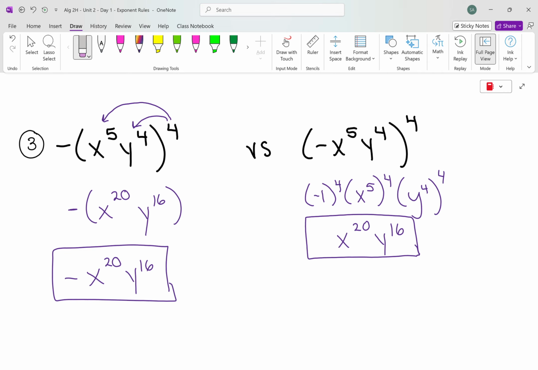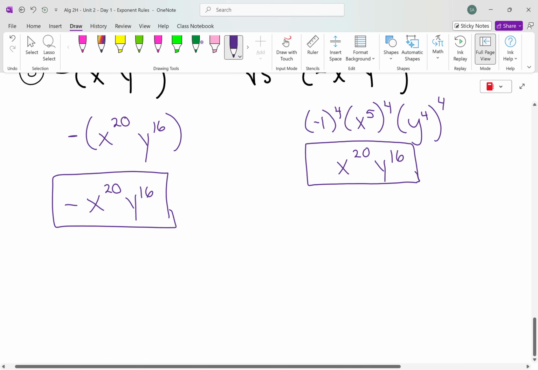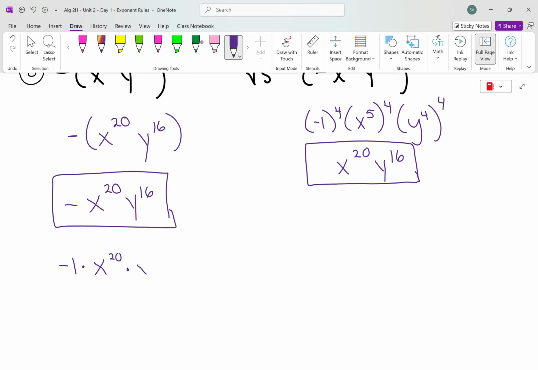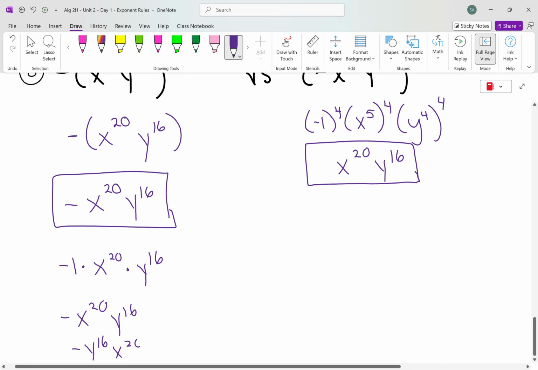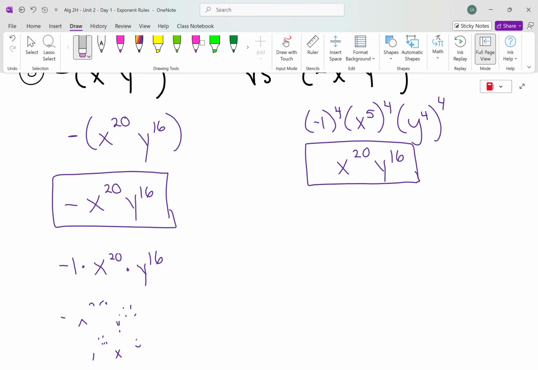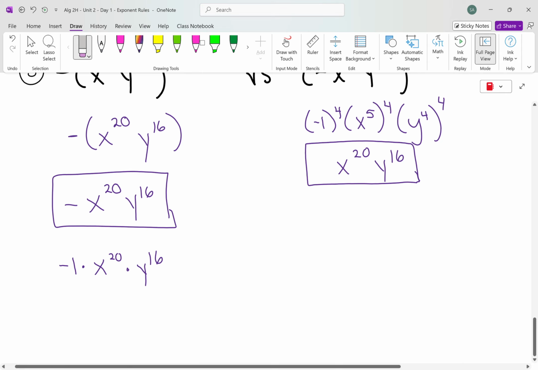Does the negative in front of, like, for number 3, does the negative for the final answer also imply that the y to the 16th is negative? No. So this is really just, it's not applying to anything. It's just saying negative 1 times x to the 20th times y to the 16th. Only one of them is negative. So if you wanted to make it negative x to the 20th, y to the 16th, that's fine. If you wanted to make it negative y to the 16th, x to the 20th, that's fine. But only one of them is negative because it's multiplying.